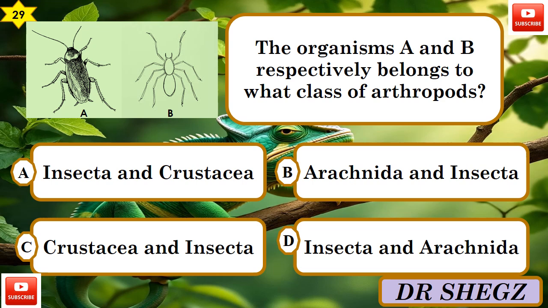The organisms A and B respectively belong to what class of arthropods? You have a cockroach here, and you have a spider here. So the cockroach belongs to insecta. They are insects, they belong to insecta, while the spider, they are arachnids, so belong to arachnida.